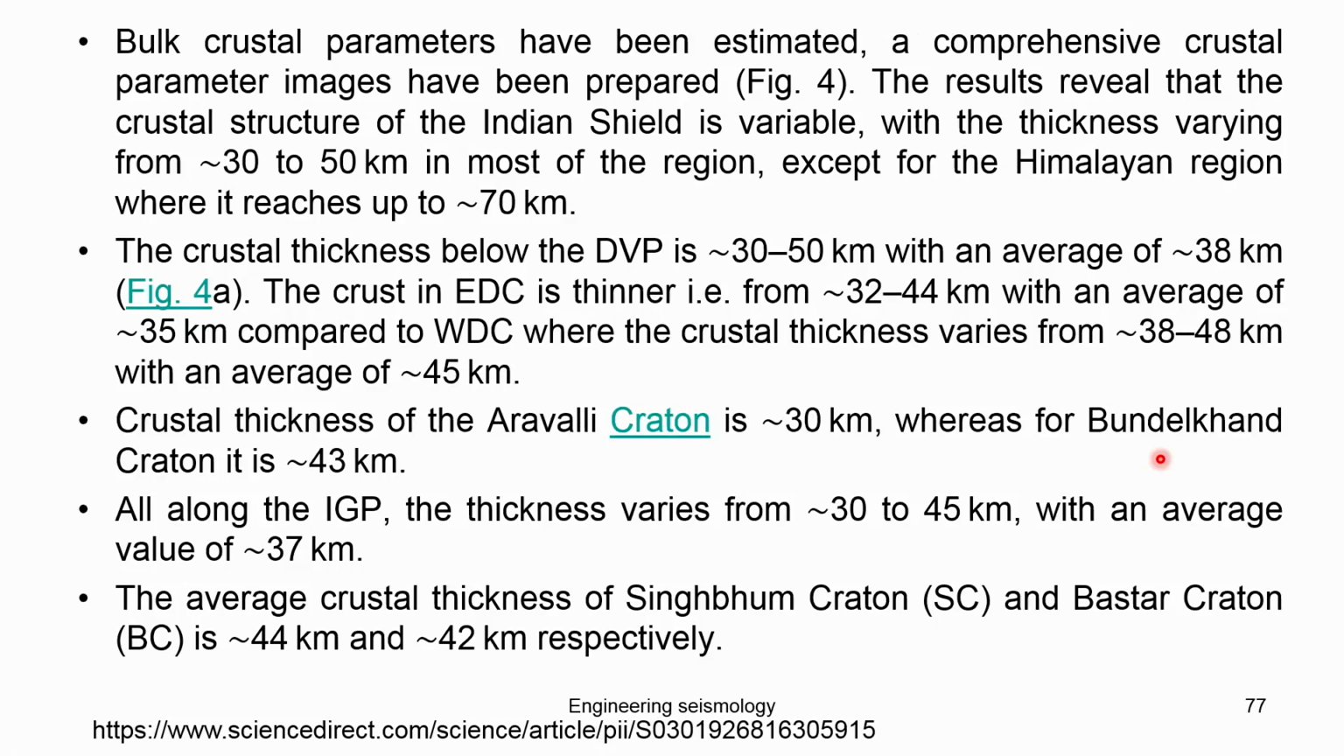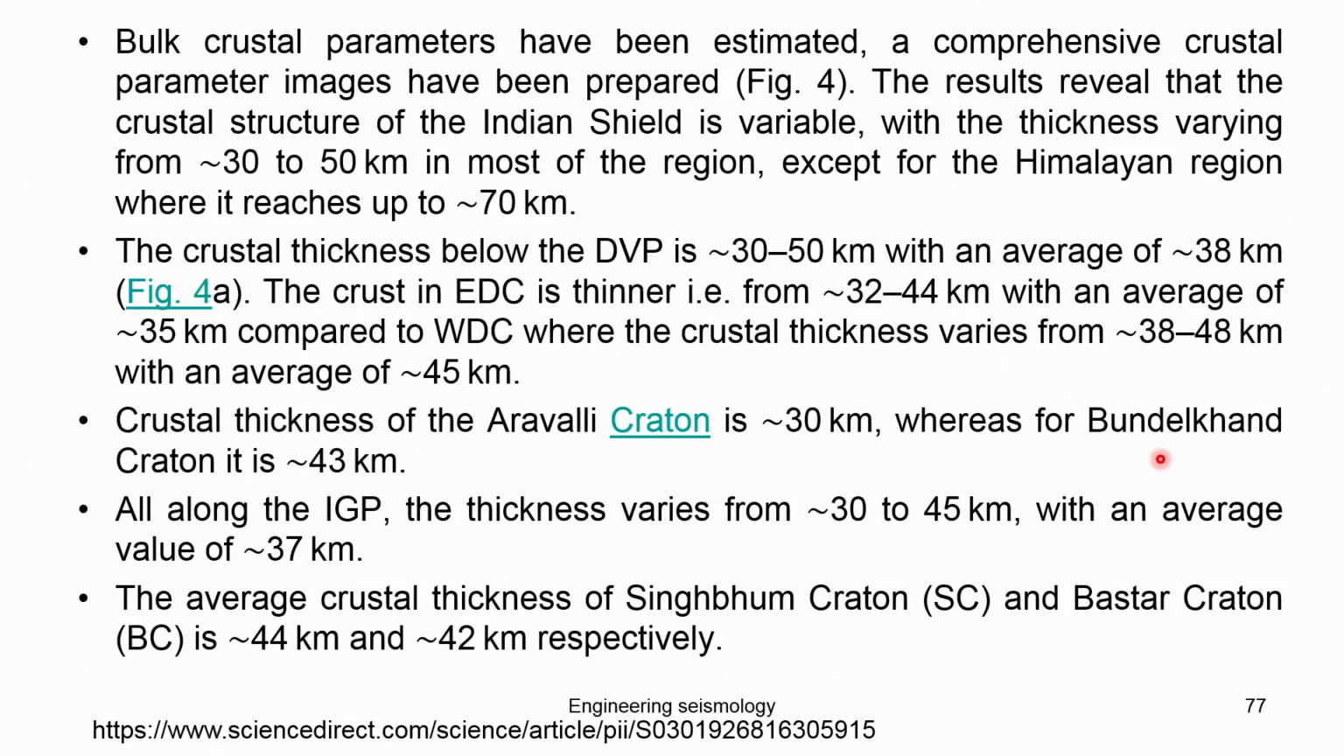The results revealed that the crustal structure of the Indian shield is variable, with the thickness varying from 30 to 50 km. That is what we have also seen; the previous author also told of a similar kind of variation, with thin crust in the southern part and then thick crust in the Himalayan region. But there is a slight difference of about 10 kilometers or 5 kilometers in thickness. That is not a very big amount when you consider geological studies.